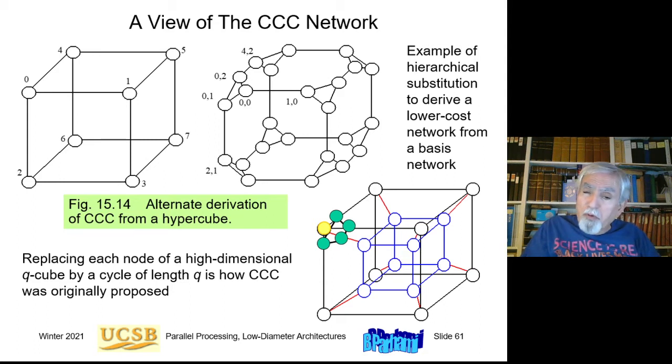Of course, performance will be affected by this because you don't have as many links and as many paths between nodes, and the diameter also increases. I'll get to that in a minute. So you're basically trading off some performance for lower cost.